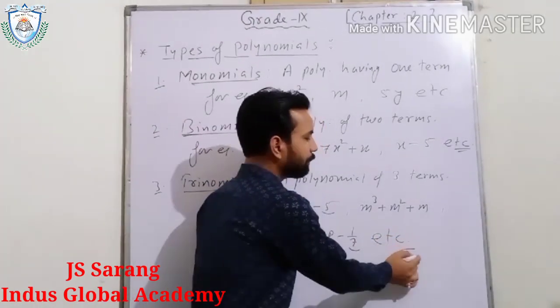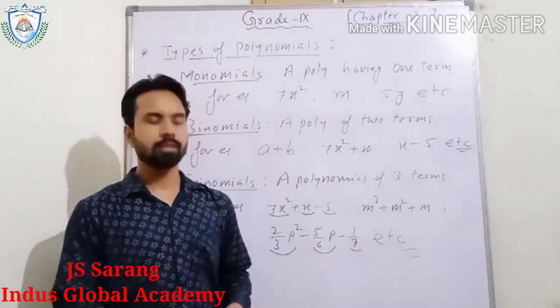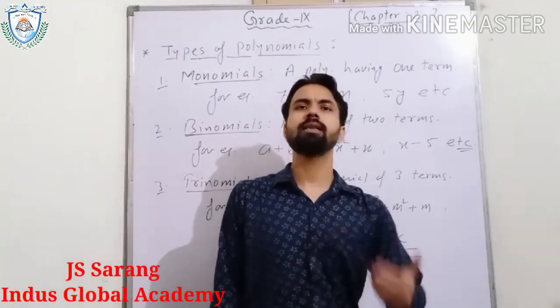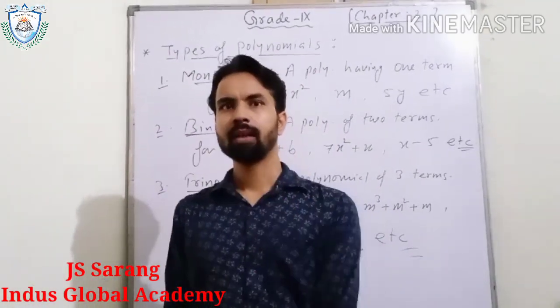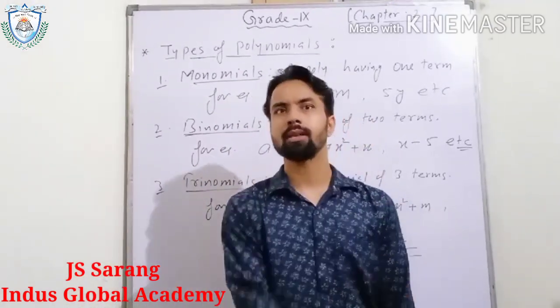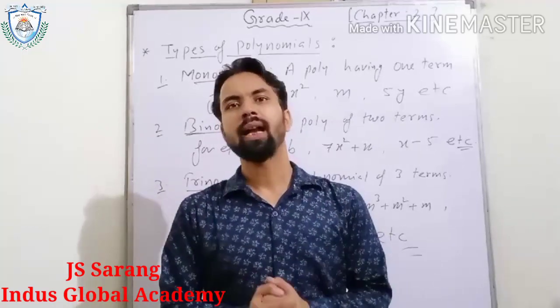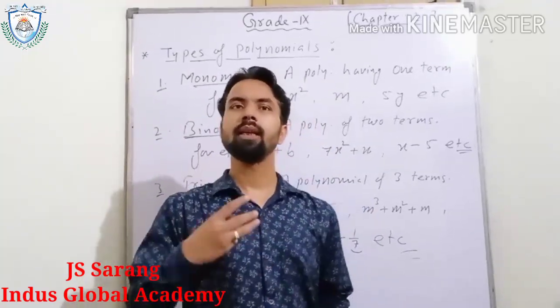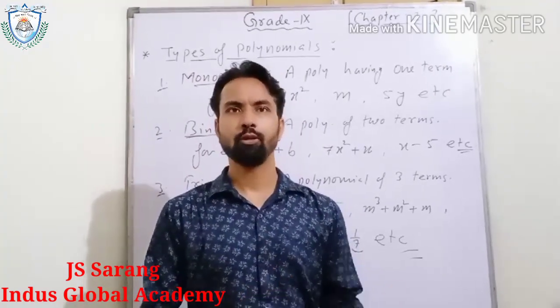So, on the basis of number of terms, there are 3 types of polynomials. One is monomial, a polynomial of 1 term. Second type is binomial, a polynomial of 2 terms. And the third type is trinomial, a polynomial of 3 terms.